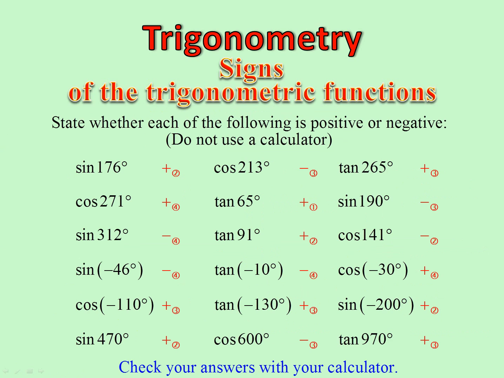Here's just a little exercise to try yourself with finding the signs of these in the different quadrants. So we would say second quadrant, positive. Fourth quadrant, positive. Fourth quadrant, negative.